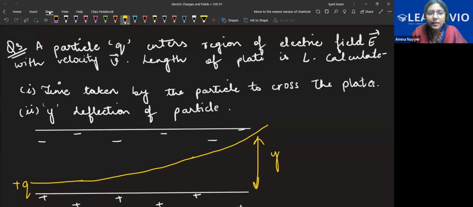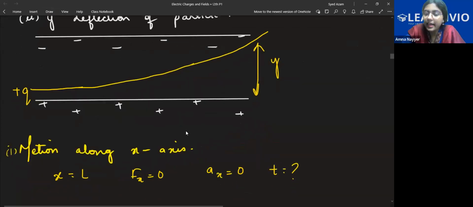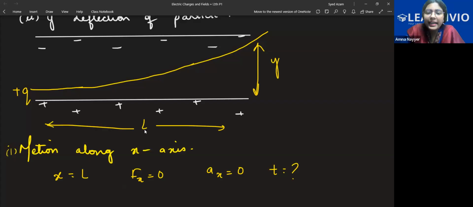So let's see the first part, class. For the first part, we will just check the x-axis. And the second part requires the y-axis. The deflection is along the y-axis, so we'll solve it along y. Because this is now in a plane, and if you remember, whenever we did questions in motion in a plane, we solved everything along the x and y axes separately. So here also, if we solve the motion along the x-axis, the length of the plate is L. The force along the x-axis will be 0 because the acceleration is 0. Why?